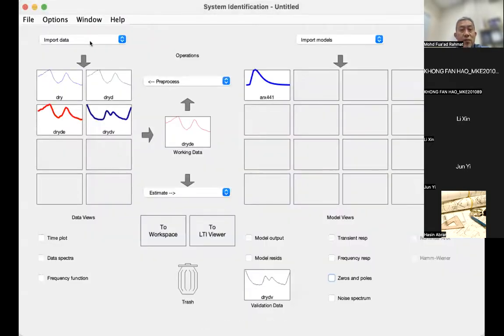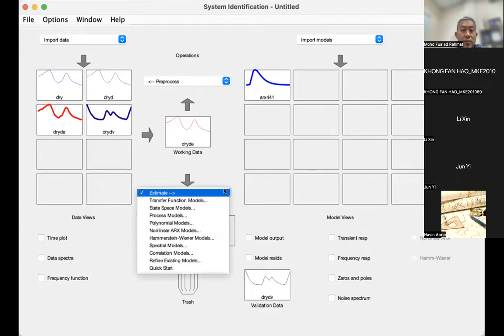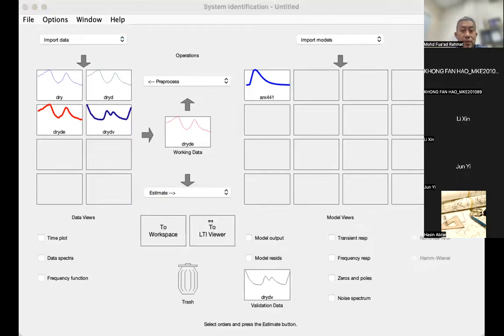Okay, let's see. From the 5B, I tested 441, then we got 89.61%. Then try 2, 2, 3, a new combination of the ARX model. So we go here again, the estimations, go to the polynomial models. Then you just type 2, 2, 3, meaning two zeros, two poles and three time delays. ARX 2, 2, 3. Then you estimate.